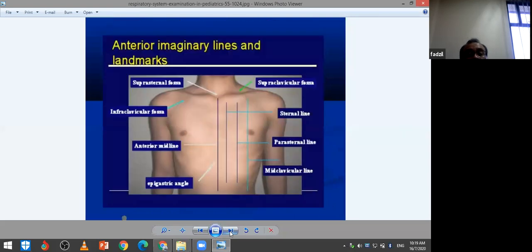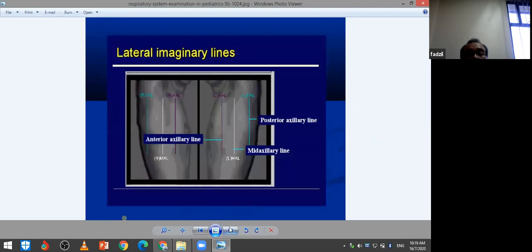So to percuss, you know the space. Usually if bigger children, you can percuss here. But sometimes small children are easy. Percuss left, compare left and right. Then after that you percuss down and down. Usually we just percuss downwards. And then in bigger children, you can do the medial side, at the mid axillary line.